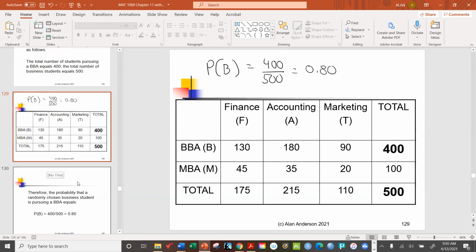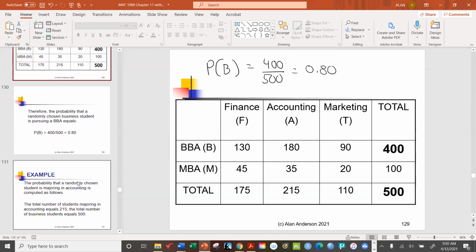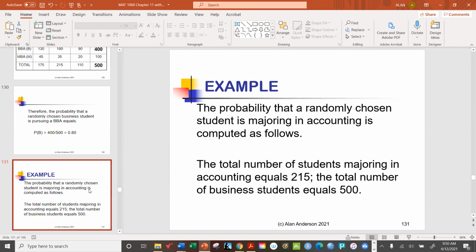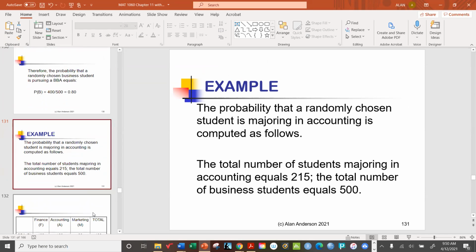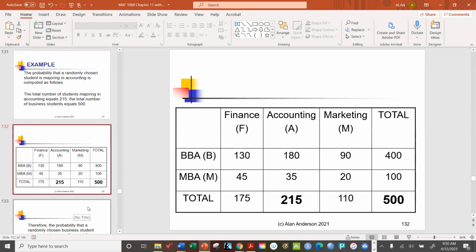Okay, so what about this one? What if I want to know the probability that a randomly chosen student is majoring in accounting? And again, I don't care if it's a bachelor's student or a master's student. I just want to know if they're majoring in accounting. And so this time, what I'm focused on is the total number of accounting students. And so what I've got here is 215 out of 500.